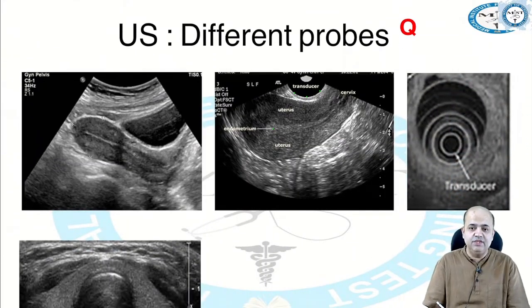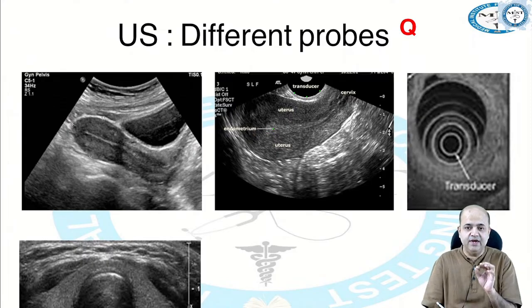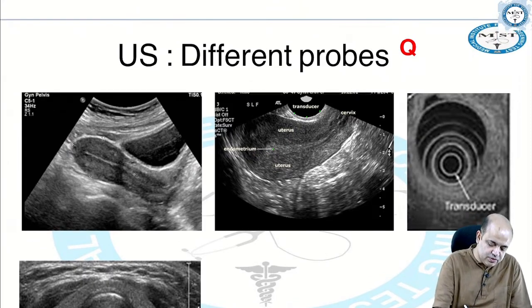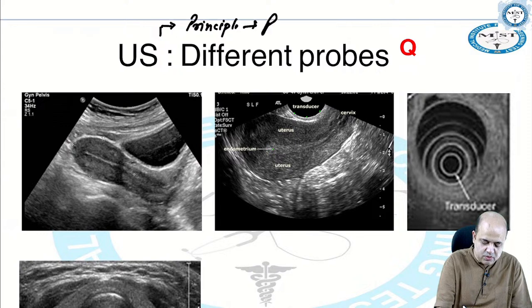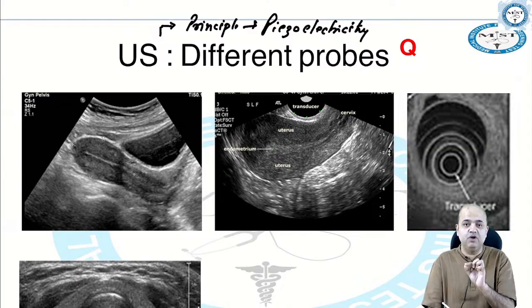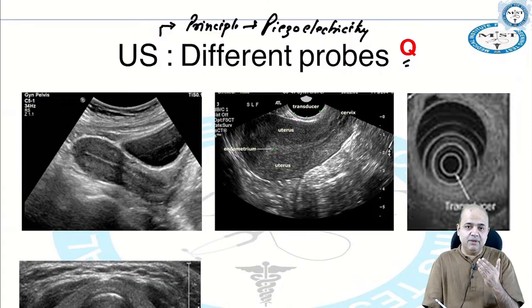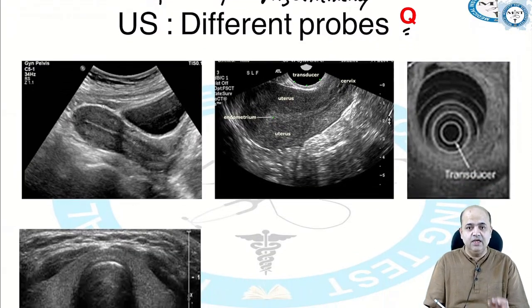Ultrasound uses the principle of piezoelectricity, and there are different probes that we have. It is based on the principle of piezoelectricity. MRI is based on the principle of gyromagnetism. Wherever this Q has been written, that means this has been asked in the recent past. This image has been asked in the recent past.